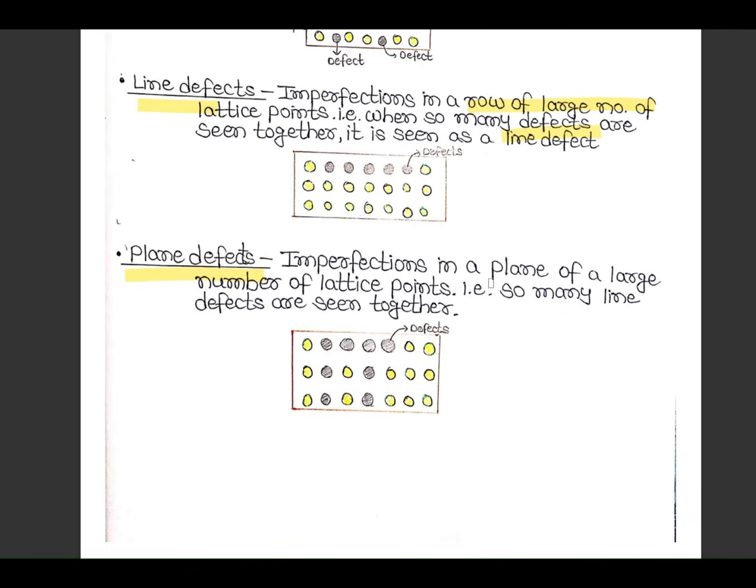Now plane defect. In case of plane defect, there is imperfection in a plane of a large number of lattice points. That is, in the plane, a large number of lattice points are missing, and so the defect is seen together as a plane defect.